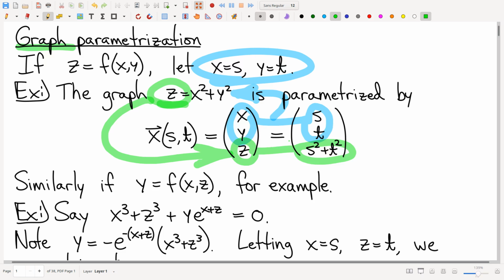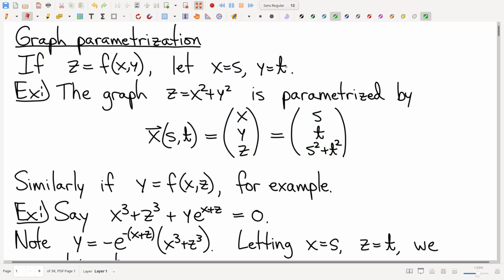Is that cool? Everybody happy? Very algorithmic, very plug and chug. Just follow the rule. Make sure that your surface is a graph and write it as such. Identify the input variables and make those the parameters. Plug that into your formula to get your remaining formula. Nothing to it. All right. Now, just a couple more examples.